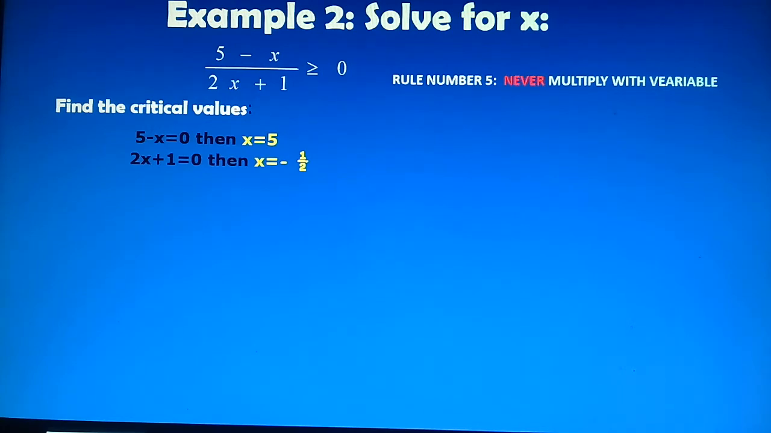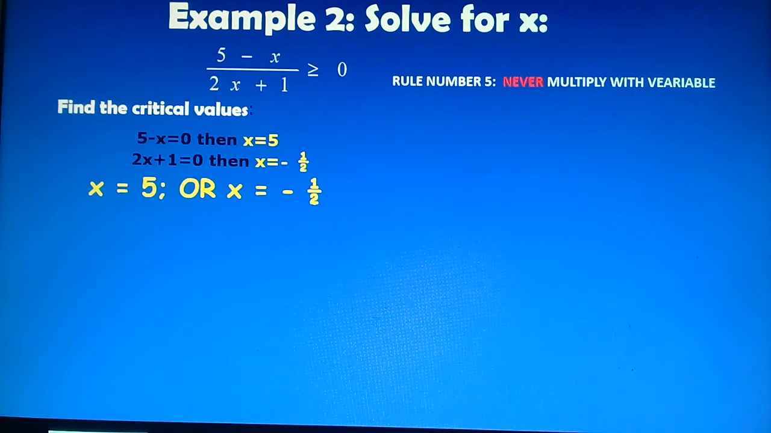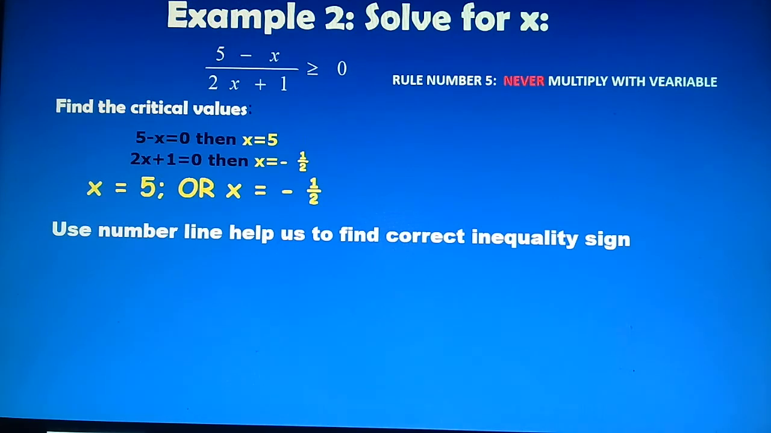Now what is our next step? Then we have our critical values, x equals 5 or x equals minus half. What is our next step now? Use the number line to help us find the inequality signs. Here is our number line. We have our critical values of minus half and 5. On the left-hand side I put minus half as the lowest, on the other side I put 5 as the bigger number. Now I use my calculator to find the signs there.